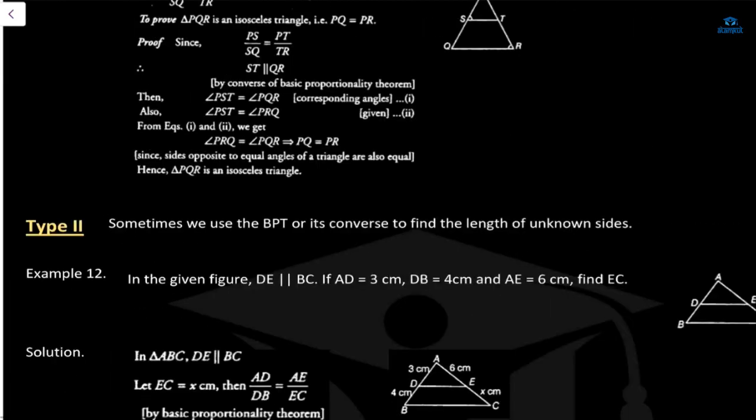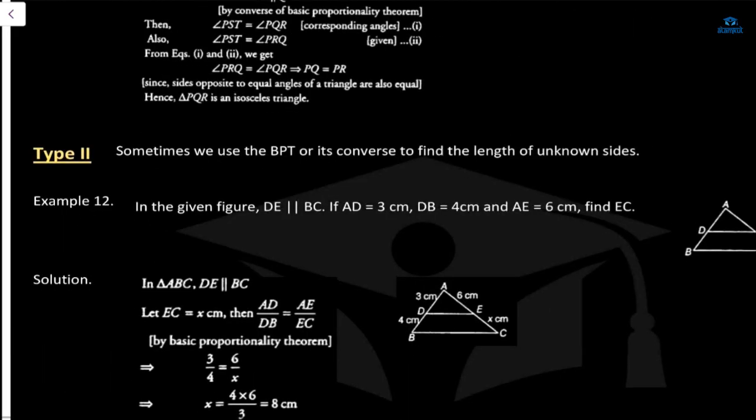Now, this was the first type of question you will get in BPT. The second type is that sometimes the basic proportionality theorem or its converse is used for finding the length of unknown sides. Like, the two sides are parallel, so there are four portions, and one of the portions' values is not given. You need to find that length. In that case, you can use the basic proportionality theorem. You can try this one.